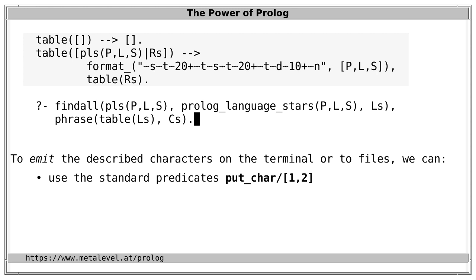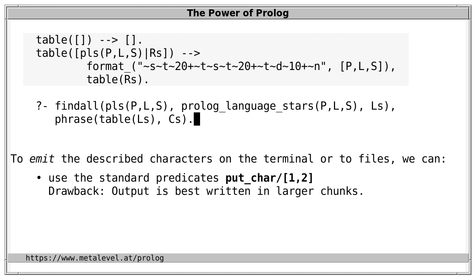And we can use put_char with two arguments to also specify a stream. So we can, for example, also write the output to a file. And it works, but it's not ideal. Because for efficiency, output is best written in larger chunks. That is, not each character individually, but more characters at once. So another way is to use the predicates format. They are almost like the non-terminal format underscore, but instead of describing a list of characters, they simply write the characters to the current output stream or to the given stream.